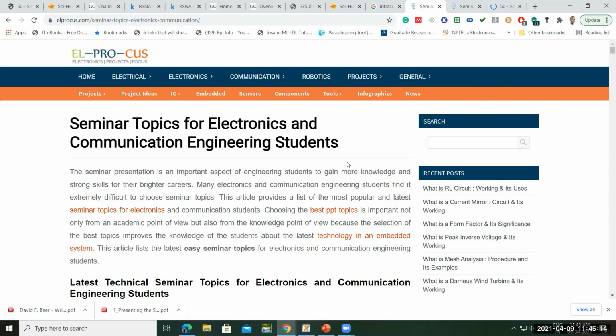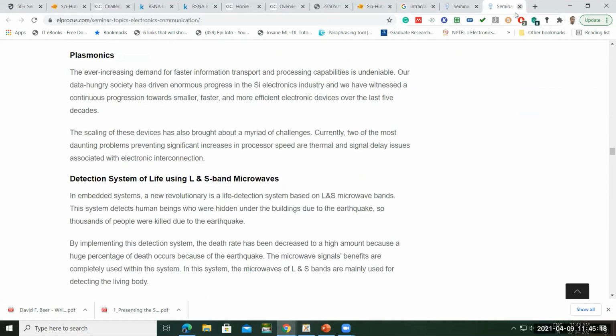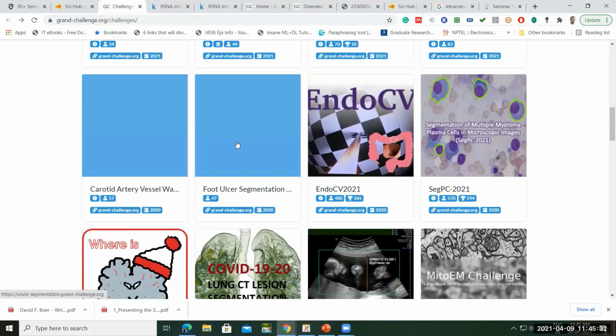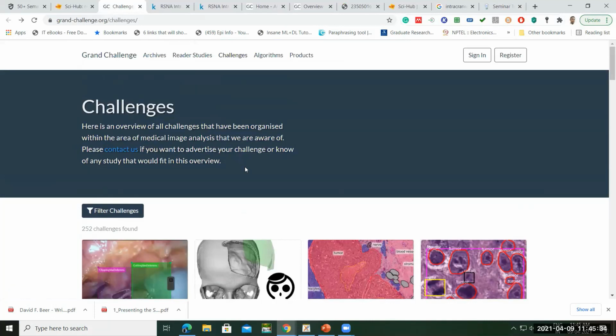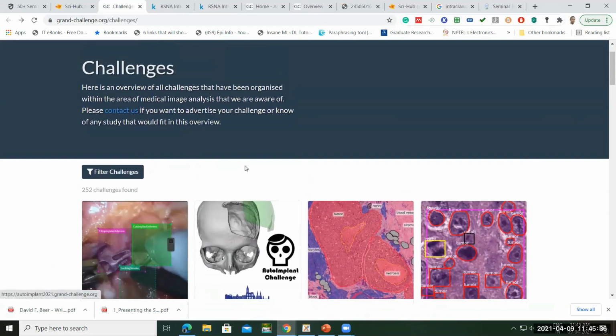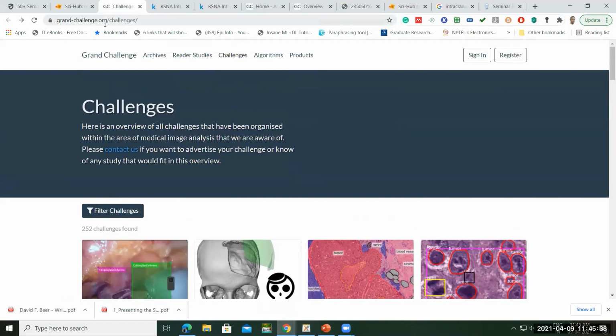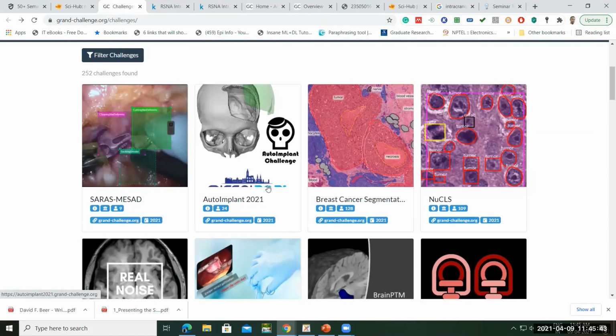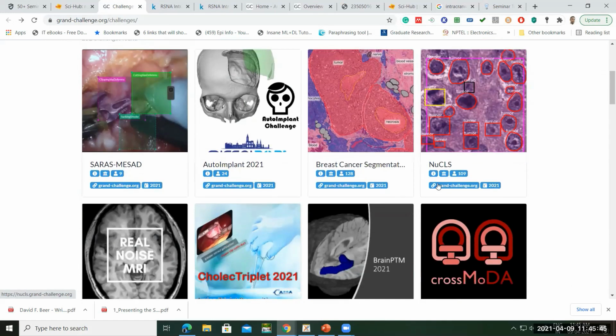So because of that, I want to give you an idea of things which I suggested to some of you, my students, to look into. Now, there are challenges. So I started with this keyword, challenges in medical imaging. Follow me as I show you the demo. These are novel challenges that are available. It's called grandchallenge.org and fast challenges. If you see here, auto implants, breast cancer segmentation, and some stuff.